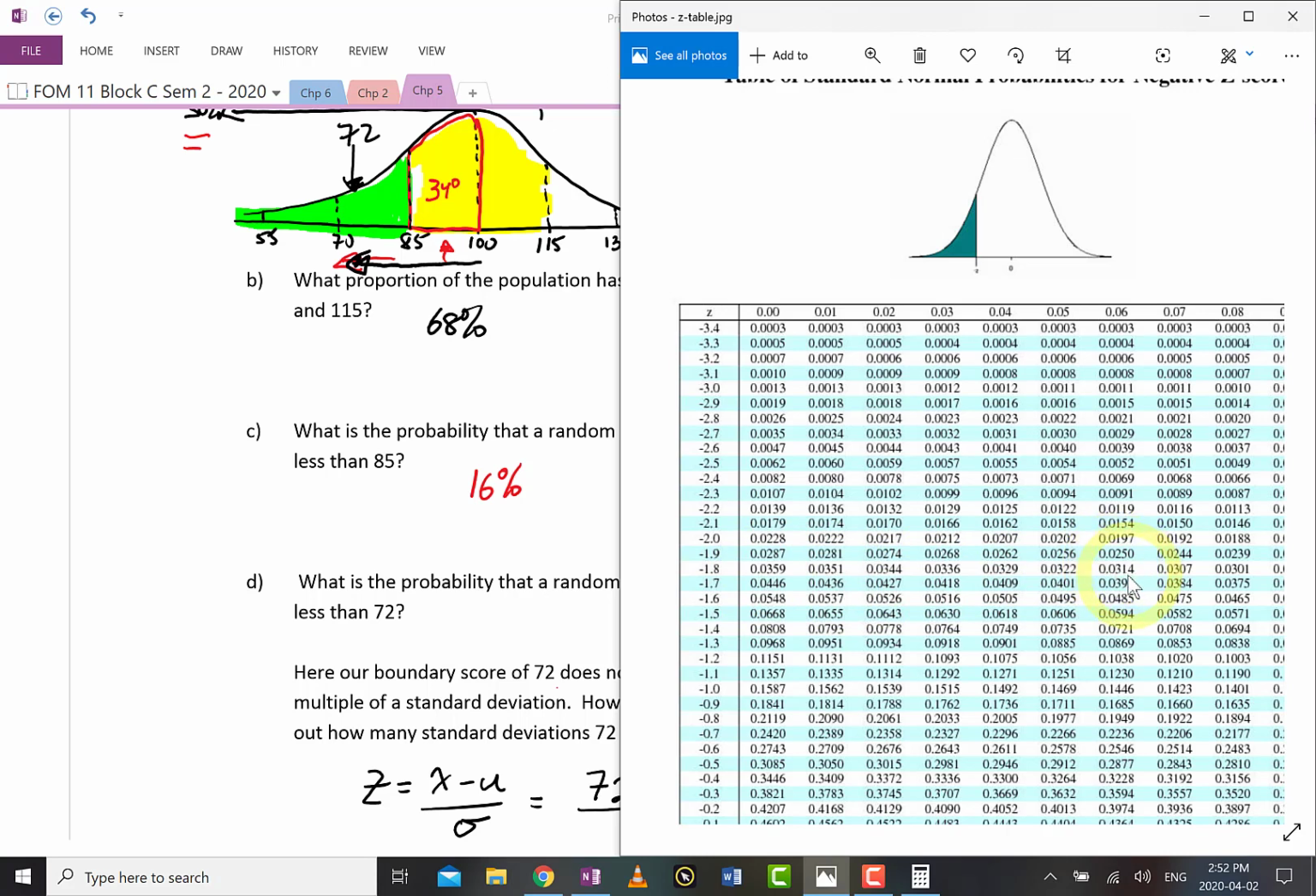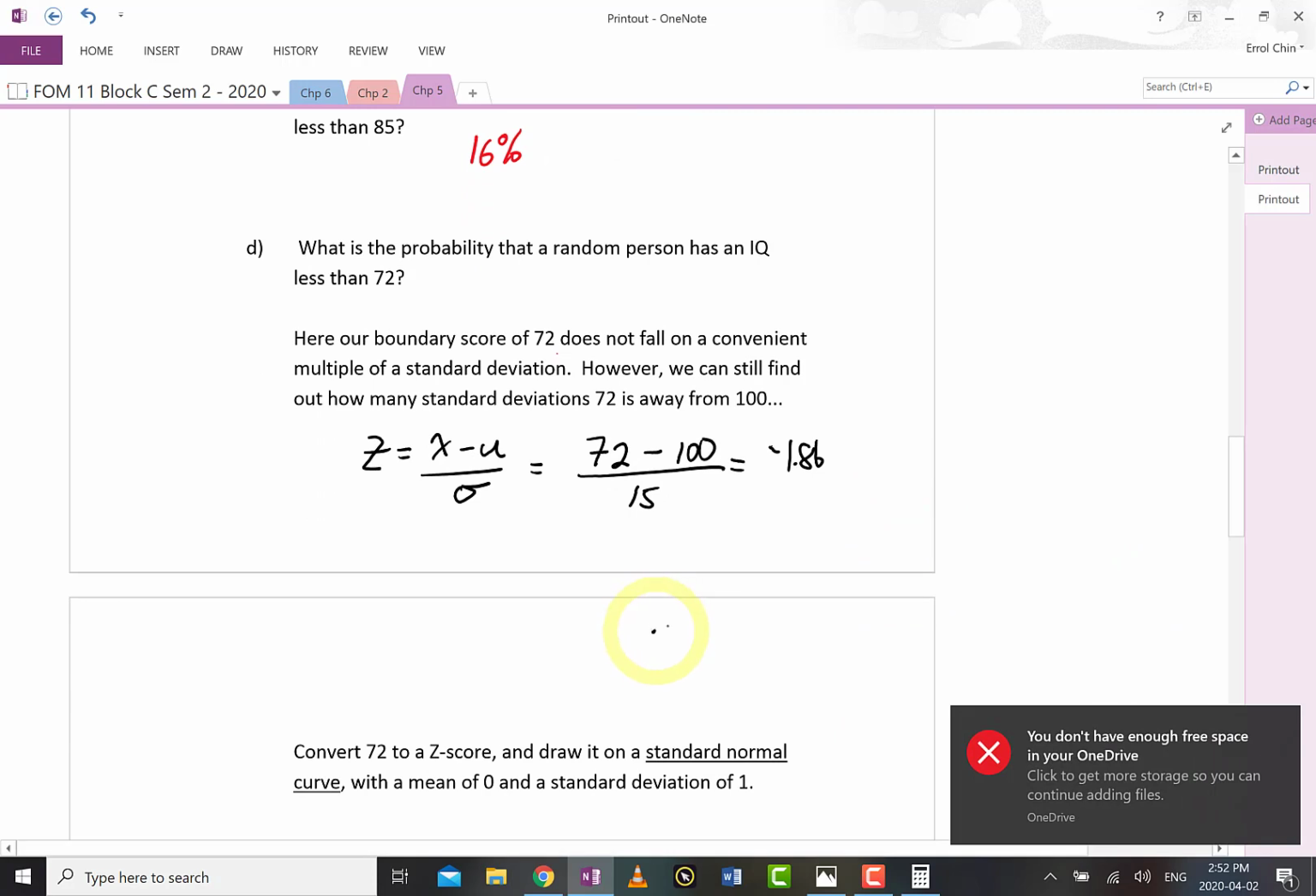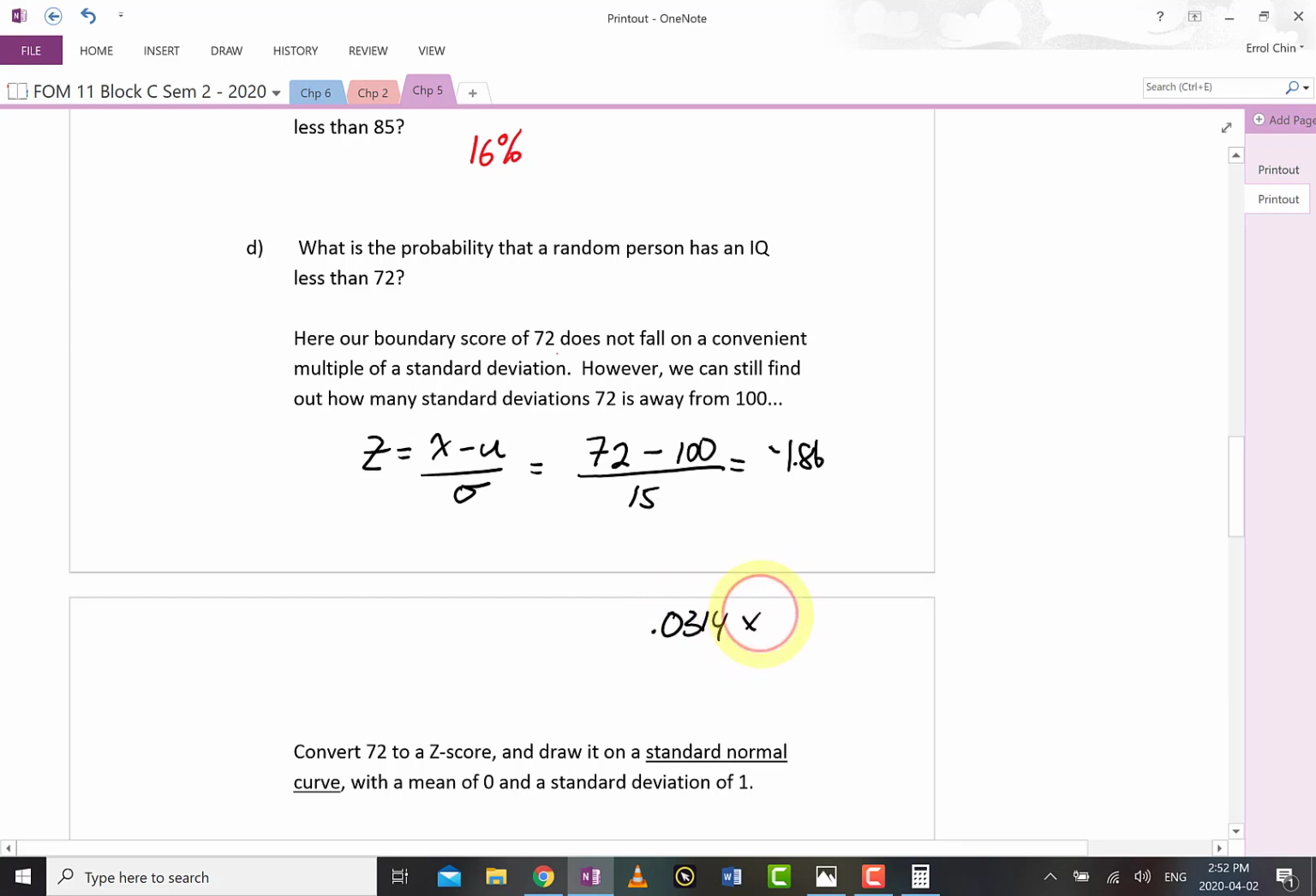So that's the area, 0.0314. So it's going to be 0.0314. If you wanted to know a percentage, you would just multiply by 100, and we would say roughly 3% of the people have an IQ of less than 72. Okay?